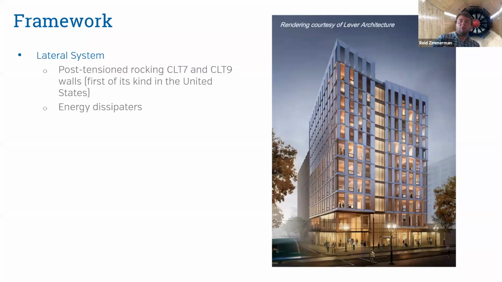It would have been about a 140 foot tall building that uses post-tension rocking shear walls. It would have been the first of its kind in the United States, along with energy dissipators. And I'll talk a little bit more about the full components of the system that was proposed for framework.